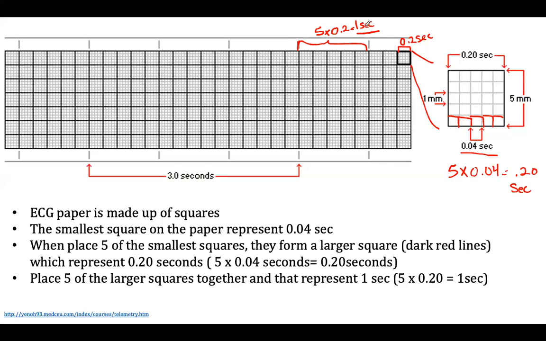So logically, think about this, guys. If 5 large boxes represent 1 second, this next 5 is going to represent my second second, and 1, 2, 3, 4, 5 represents the third second. So in this ECG, from here to here is a representation of 3 seconds.